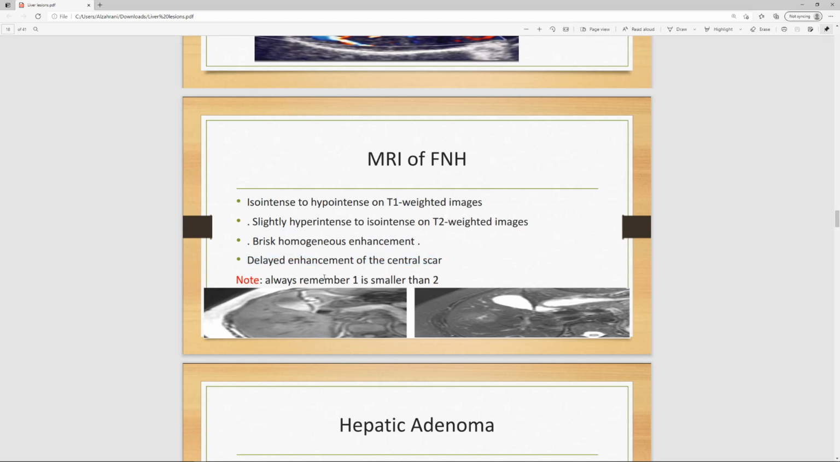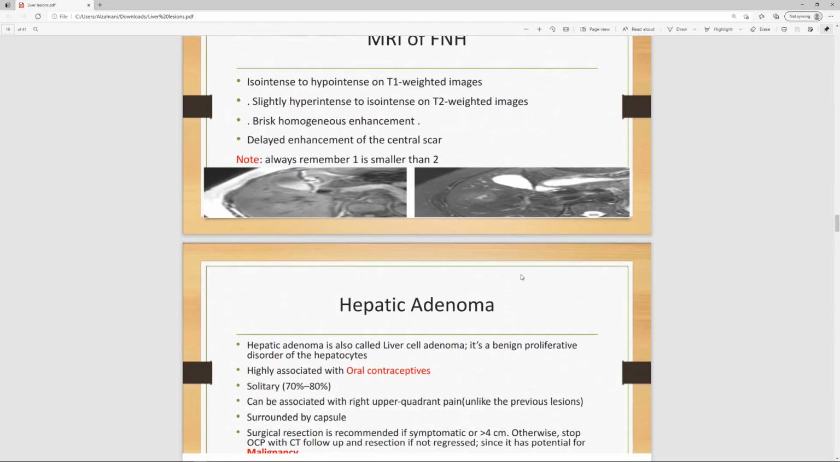Here is the note. Always remember 1 is smaller than 2. 1 is hypotense while 2 is hypertense. Okay, now we will move to hepatic adenoma.